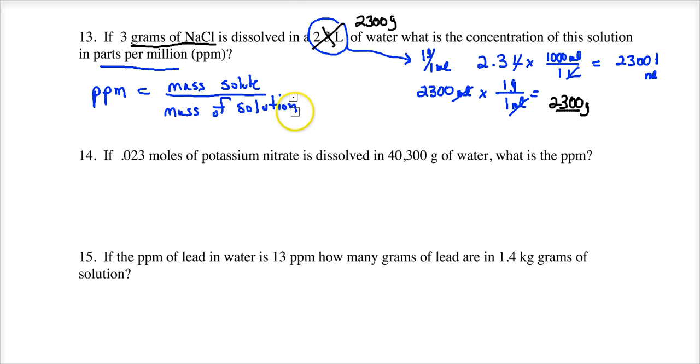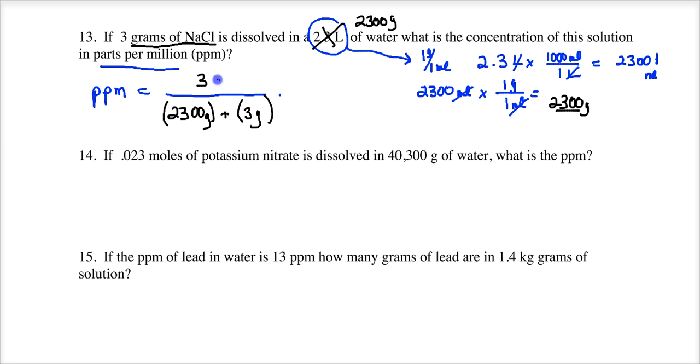Well, let's put this back in. They told me I have 2,300 grams of water. Remember, it's the mass of the solution, which is the water, the solvent, plus what we're dissolving, plus 3 grams of the solute. That's the total mass of the solution. And the mass of my solute is 3 grams. And that's my setup right there.